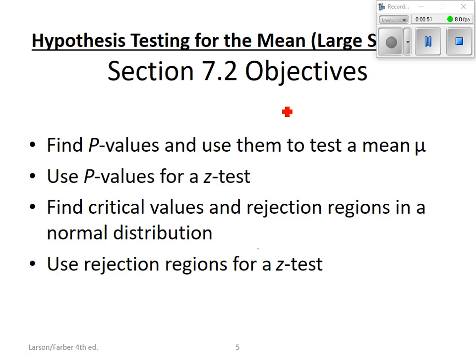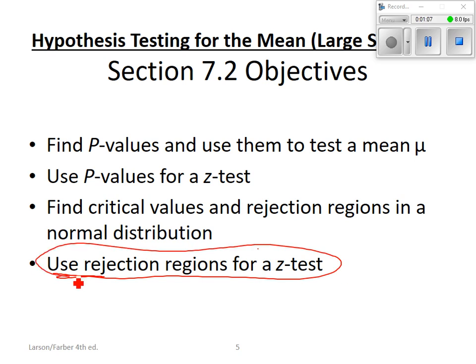We're going to learn two different things now. We didn't write any of this down. Two different things. We're going to talk about p-values and how you can do the test using p-values. Then we're going to also learn rejection regions. This is the one that we're going to do most of the time.